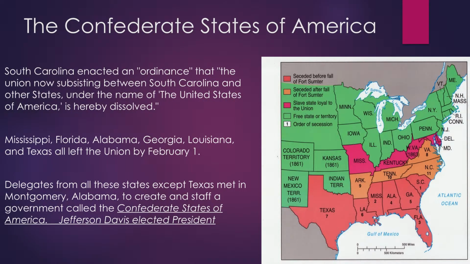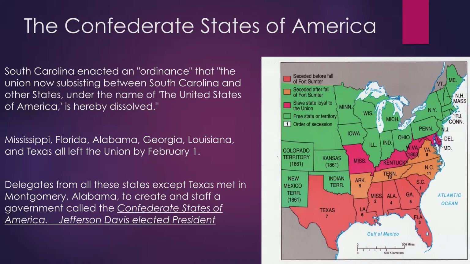Within a few days, the 2 United States senators from South Carolina submitted their resignations. On December 20th, 1860, by a vote of 169 to 0, the South Carolina legislature enacted an ordinance that the union now subsisting between South Carolina and other states under the name of the United States of America is hereby dissolved.